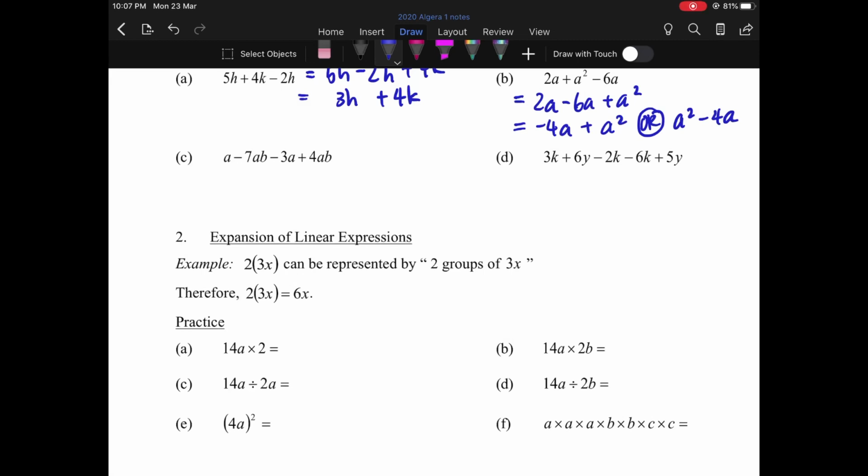Part C. Now we have a terms and we have ab terms. So we can group up all the terms with a first, followed by the ab terms. So this is 1a, subtract 3a, you will get negative 2a. And then negative 7ab plus 4ab. Negative 7 plus 4, you will get negative 3. So negative 3ab.